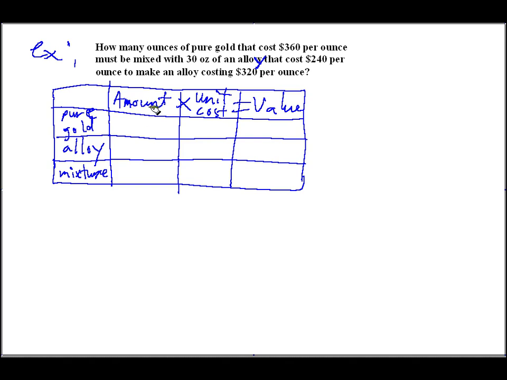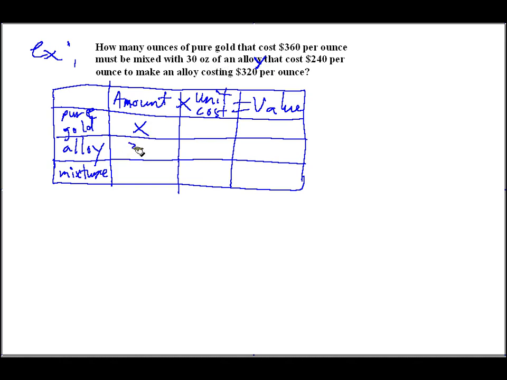So let's look at the amount column here. What do we know? It says how many ounces of pure gold. I don't know how much pure gold I want to use, so let's make that X. Introduce a variable since we don't know how many ounces of pure gold, and that's what we're trying to find out. That costs $3.60 per ounce must be mixed with 30 ounces. So look for all the amounts in this problem. Skip over $3.60, that's the unit cost, so that's the next column. But don't worry about it. Fill out one column at a time. Don't jump all over the place, otherwise you end up confusing yourself. So look for the amounts first. Look at this 30 ounces. That's an amount figure. It says must be mixed with 30 ounces of an alloy.